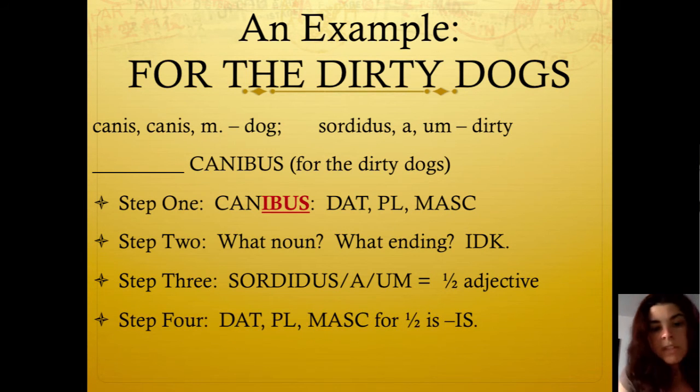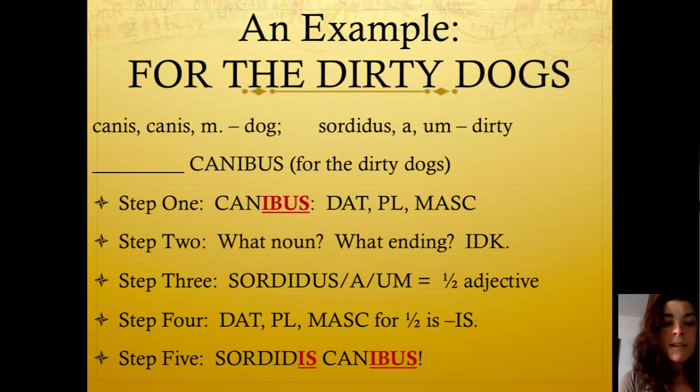So, step 4, what is the dative, plural, masculine for a 1-2? Well, look in first and second declension. Where do you see dative plural? And the answer is is for them, for all of the genders actually. So the next is we just add is to the stem, sordid. So sordidis canibus. That is how we say for the dirty dogs. We've done this before already.